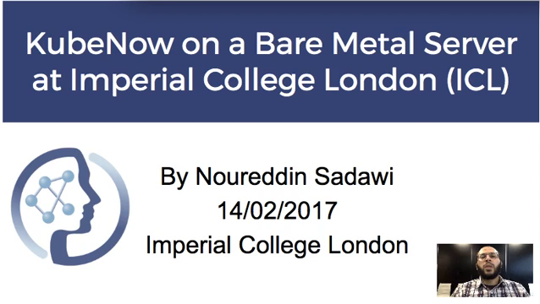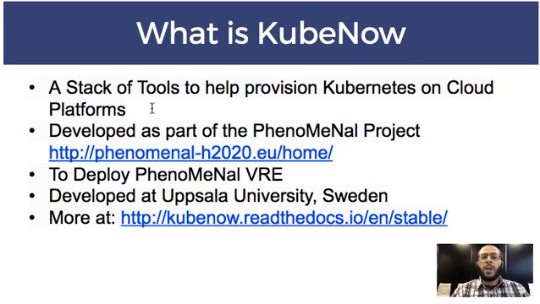Let's begin the tutorial by having a look at what KubeNow is. KubeNow is a stack of tools that's developed to help provision Kubernetes on cloud platforms. It's developed as part of the Phenomenal project. You can visit this website to find more details about what the Phenomenal project is and what it involves. And it's basically developed to deploy the Phenomenal VRE, the virtual research environment, on these cloud platforms.